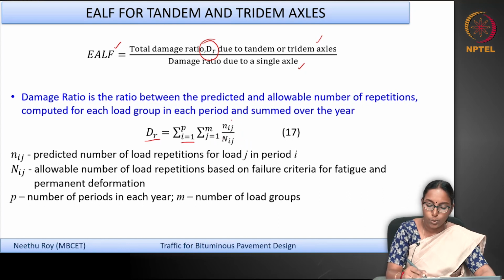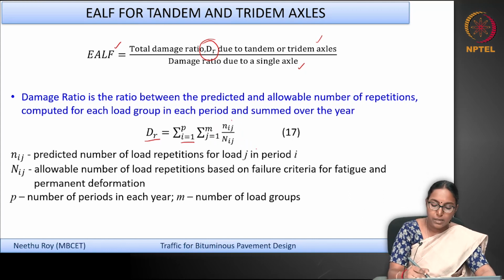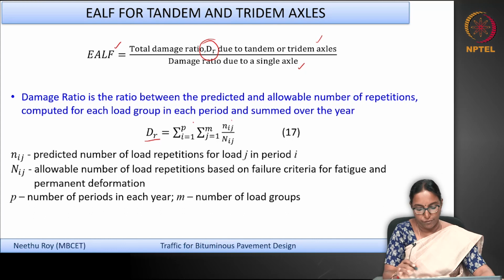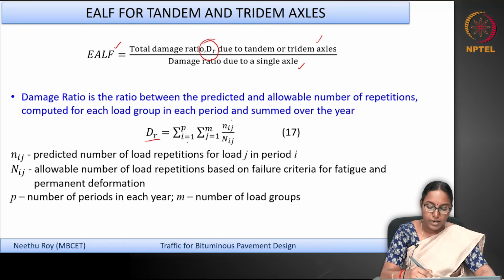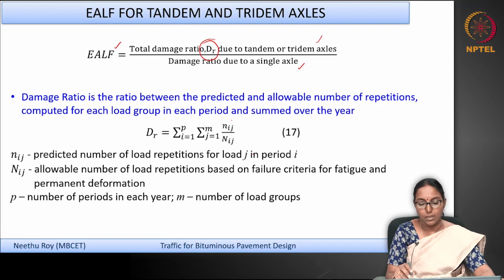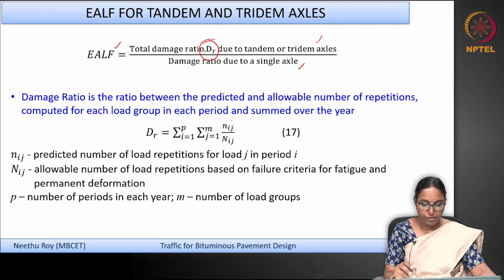So, that is j equals 1 to m, and sum it up for the different periods. You have different periods in a year, and for different periods you can have different criteria or different number of repetitions to failure. So, sum it up for different periods, i equals 1 to P, and you get the damage ratio. From this damage ratio, if you find it for the tandem or tridem and divide it by that of a single axle, you can find the equivalent axle load factor.